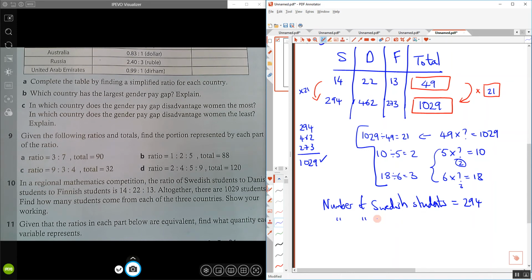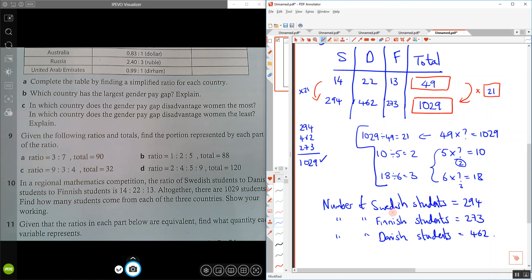Number of Finnish, 2 N's in Finnish. Okay, it doesn't matter. I'll just do it the other way around. So the number of Finnish students is 273. And the number of Danish, and there's 1 N in Danish. Okay, so that's really important, because you're explaining exactly what your answer is.